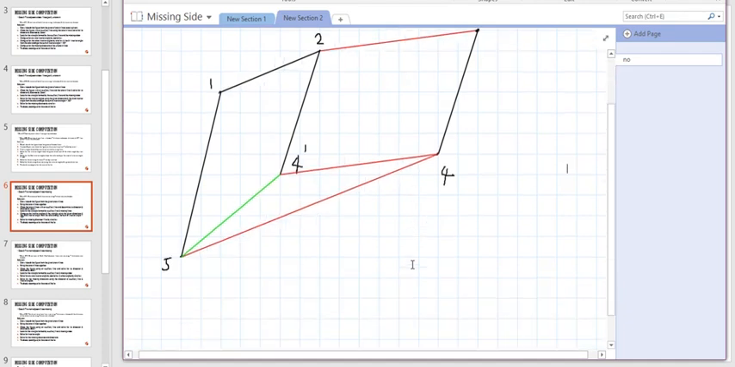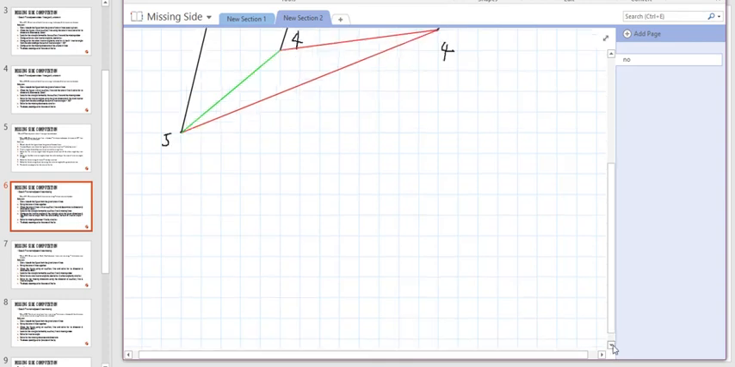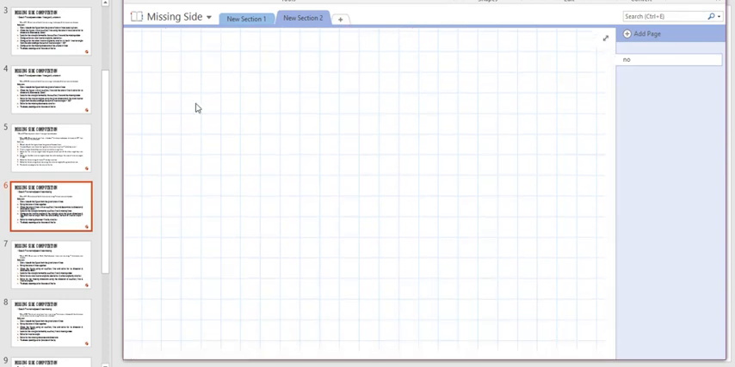Then for case 2B, wait lang. Solution. So let's say this is point 1, point 2, point 3, point 4, point 5, and point 6.